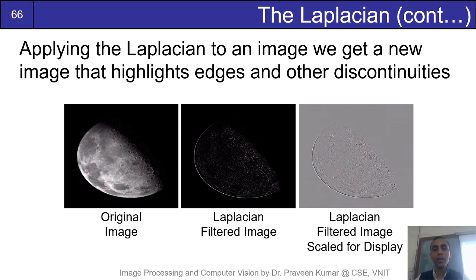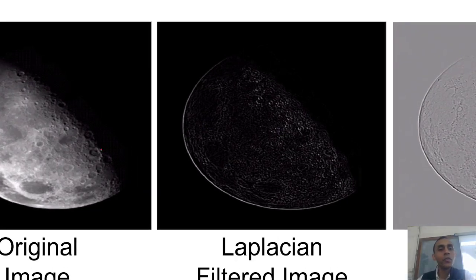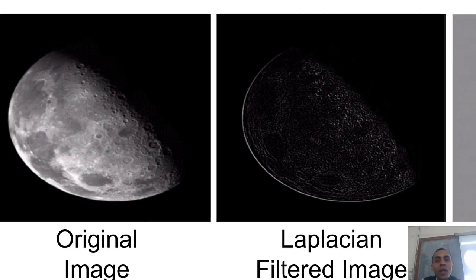So an example of applying a Laplacian filter on this image will be this. If you apply the Laplacian operator on this, you will get this image. Can you see that it is basically giving a response at discontinuities? Wherever there is an edge, there is a response here, and at all other discontinuities, it is giving a response here.